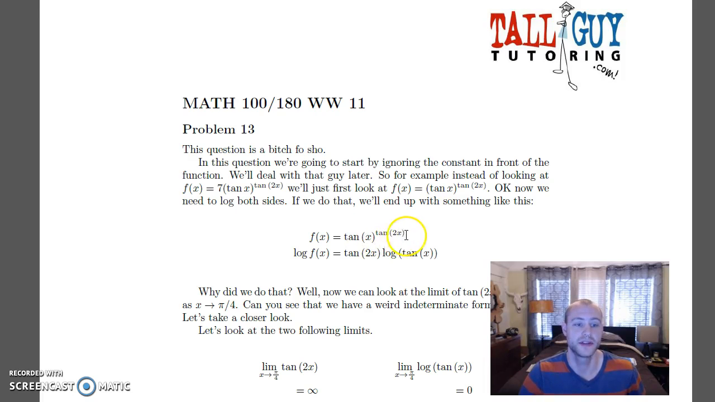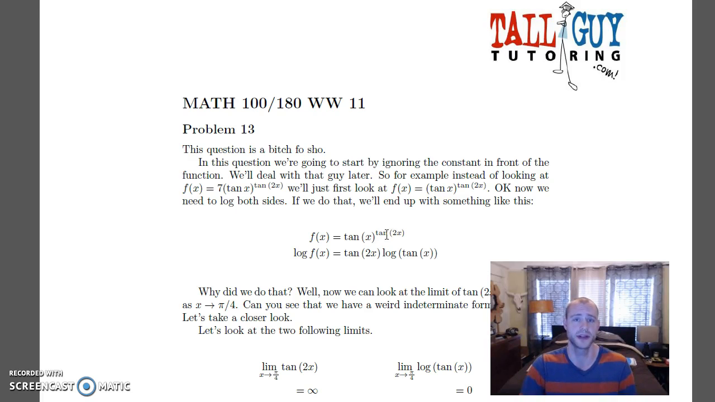Now, tangent of 2x as x goes to pi over 4: 2 times pi over 4 is pi over 2. Tangent of pi over 2, we've got problems there. That's your asymptote. So that's going off to infinity in one direction, negative infinity in the other direction. So it's pretty hard to say if you've got tan x going to 1 and this going to infinity, I don't really know what's going to happen. You can't just intuitively say it's going to be 5 or something like that.